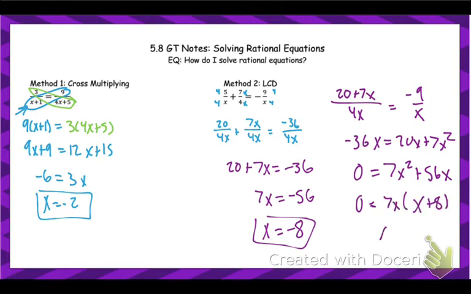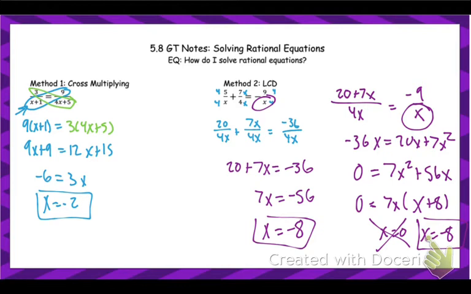And I would get that x equals 0 and x equals negative 8. Well, now x equals 0, that's an example of an extraneous solution. If I were to plug that back into this original problem, I'd be dividing by 0, which I can't do. So my only answer is negative 8.